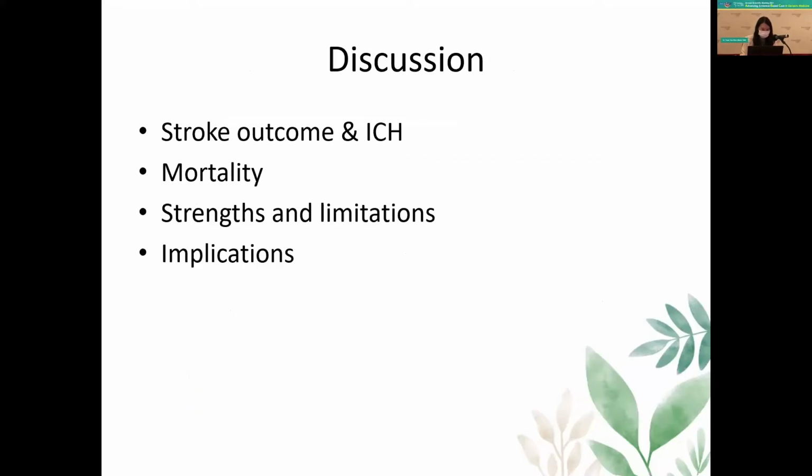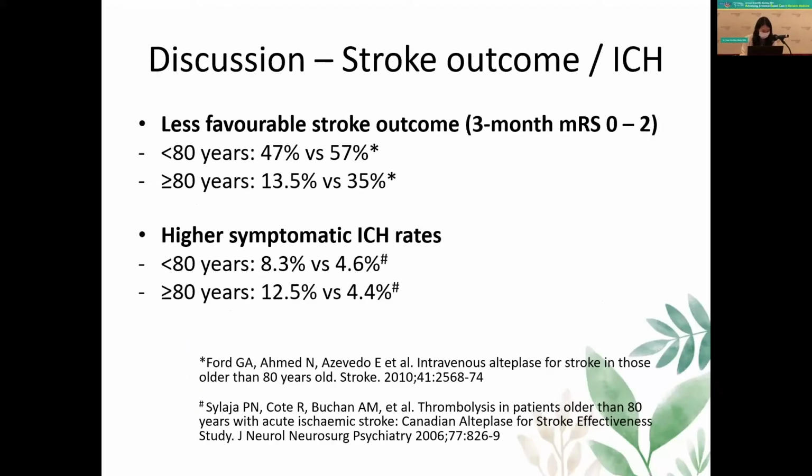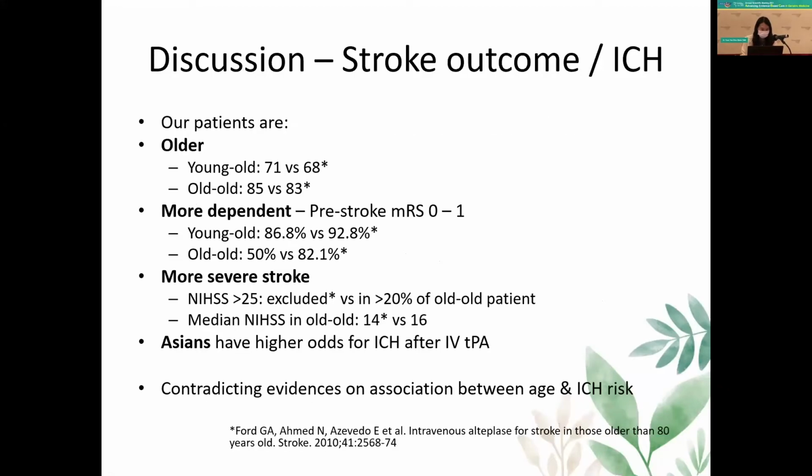The following covers the discussion part. First, when compared to other overseas studies, fewer patients in our study were able to achieve a favorable stroke outcome, while the rate of symptomatic ICH was higher. Possible reasons were that our patients recruited were older, were more dependent at baseline, and presented with more severe stroke compared to those studies. Also, Asians were known to be more prone to post-TPA ICH. While our study showed a positive association between advanced age and ICH, current evidence on the association between the two is actually contradicting.